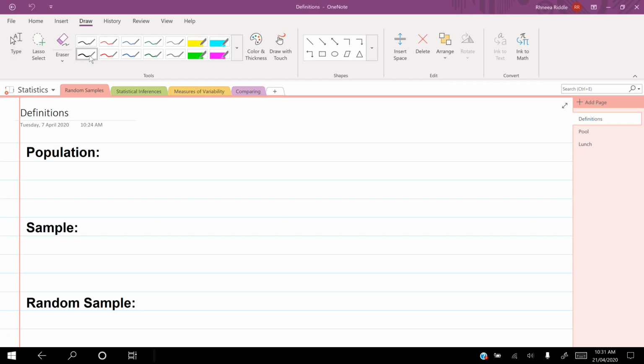Today we are going to be learning about statistics and specifically about random samples. So before we start, we have a couple definitions to go over. The first one is population. So when dealing with statistics, the population is the whole group that you want to find information on.